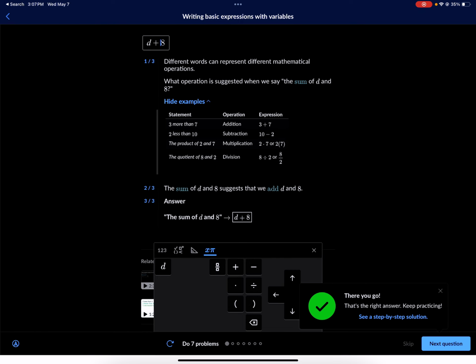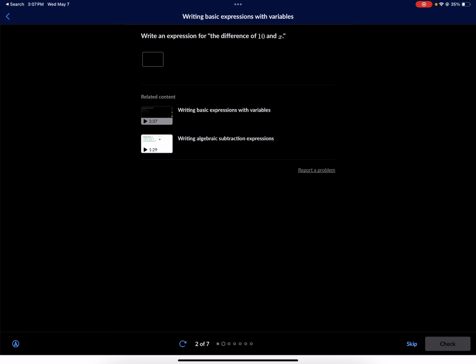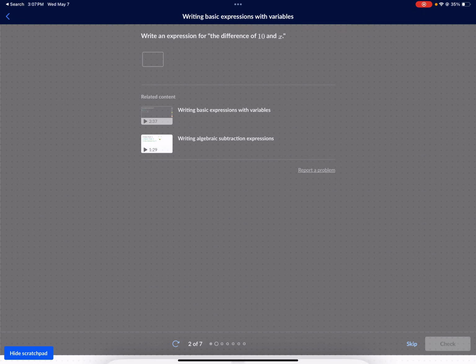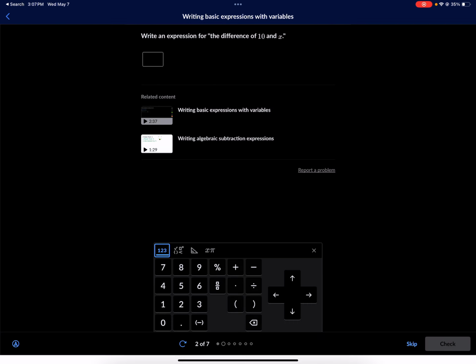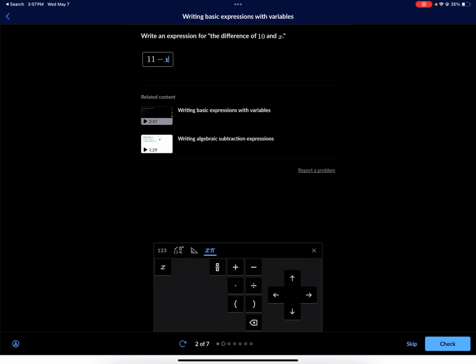Okay, write an expression for the difference of 10 and x. So what's the difference? The difference is subtraction, and we always go left to right. So 10 minus x. So that's our answer. That's all we do. We just identify what we're working on, what we're working for. So are we adding? Are we subtracting? Are we multiplying? Are we dividing? And also, it's not 11, it is 10.